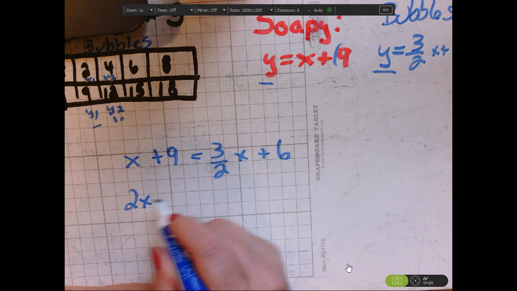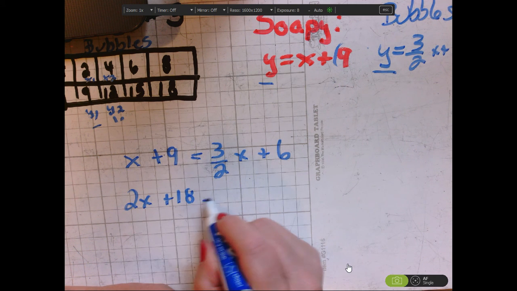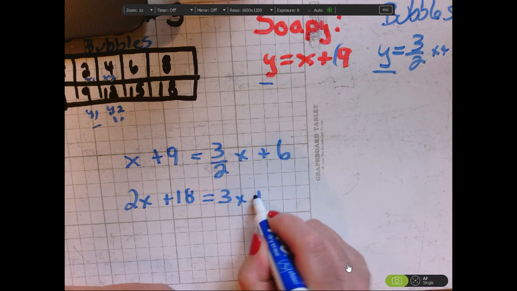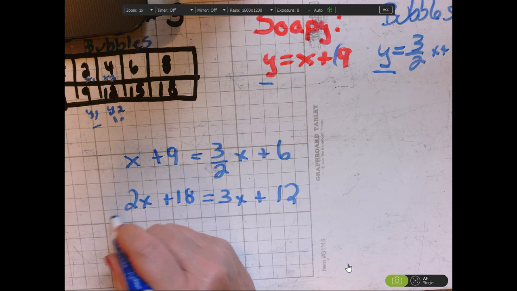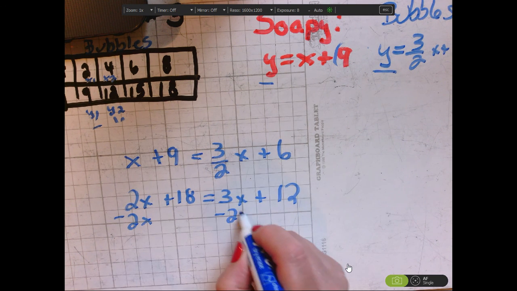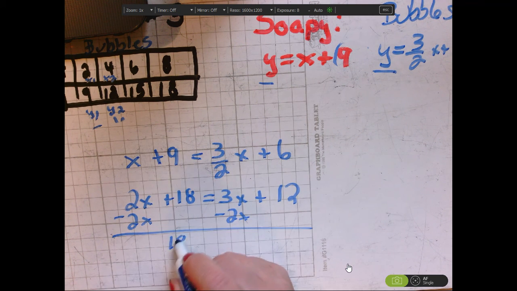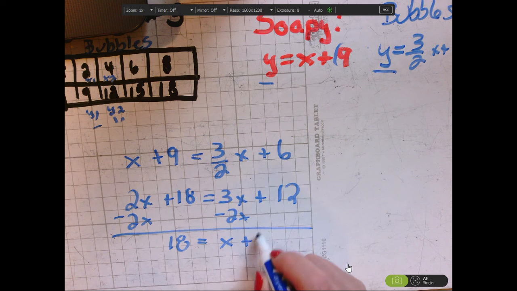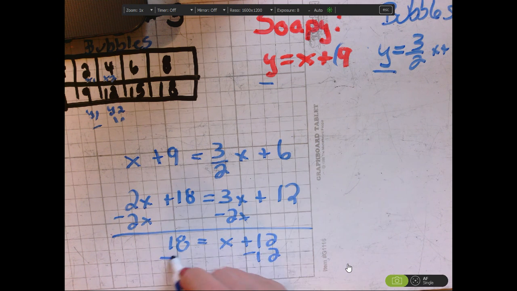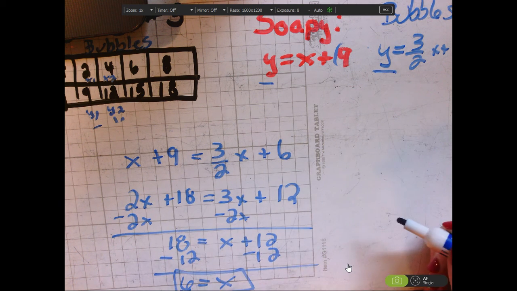So I'll have 2x plus 18 equals 3x plus 12. I'm going to subtract 2x from both sides. I'll have 18 equals x plus 12. Subtract the 12, and I'll have 6 equals x. So now I know that there has to be 6 extras in order for them both to be the same.